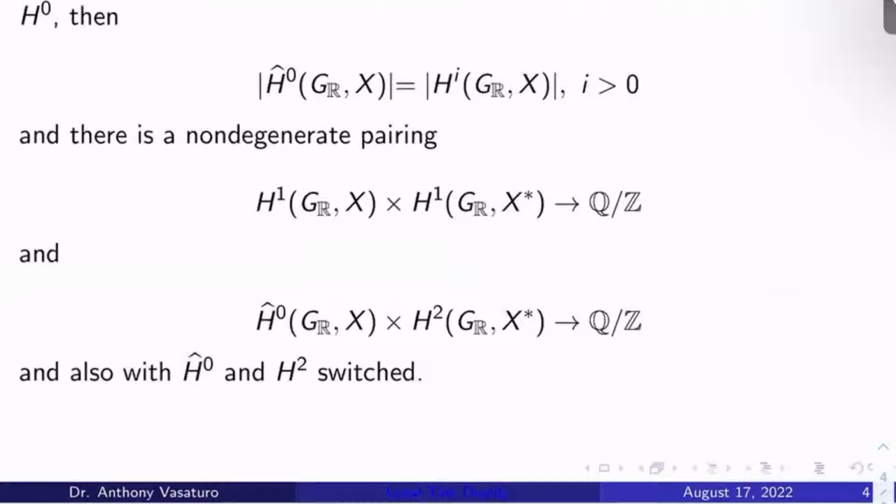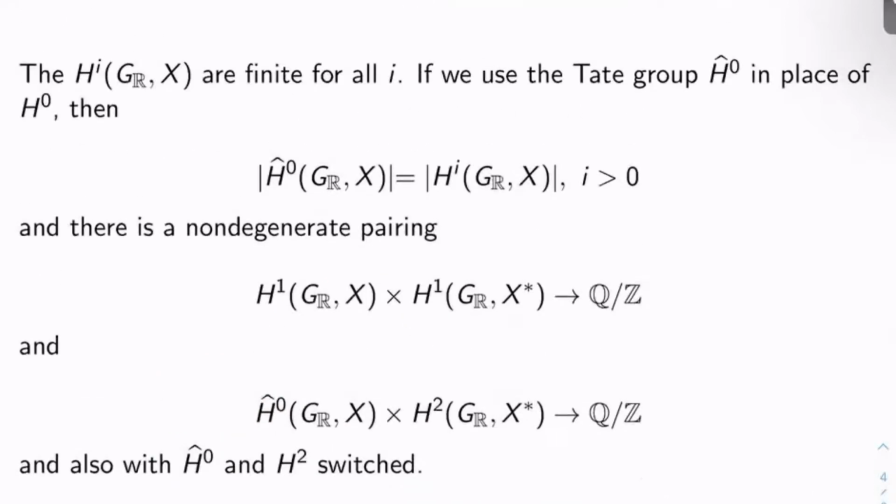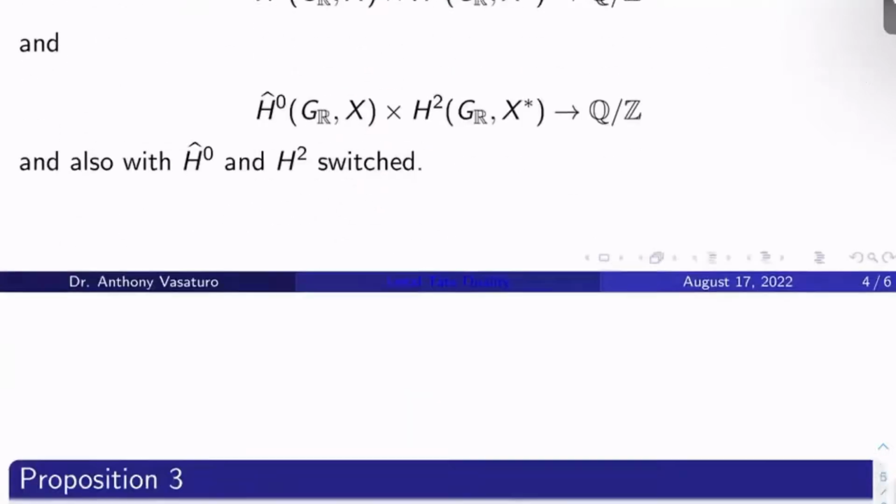There's another pairing, H-hat^0(G_R, X) cross H^2(G_R, X*) to Q/Z. And then there's a third pairing where you switch H-hat^0 and H^2 here. So things work more or less like they did locally at p, but we also have this extra nice cardinality condition up here.